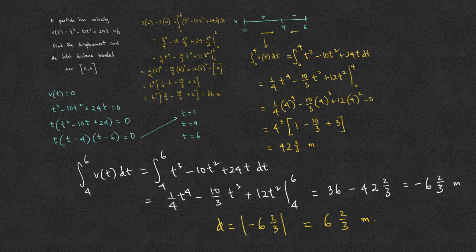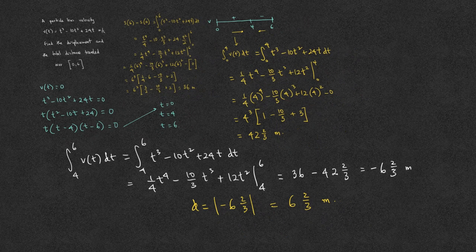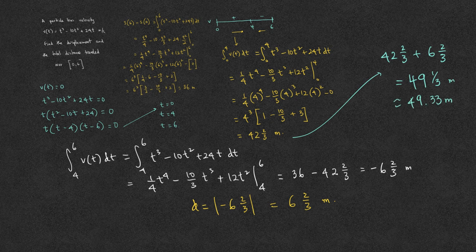The distance traveled during the first time interval from 0 to 4 is 42 2/3 meters, and the distance traveled during the second time interval is 6 2/3, and so the total is 49 1/3 meters, and this is approximately 49.33 meters.